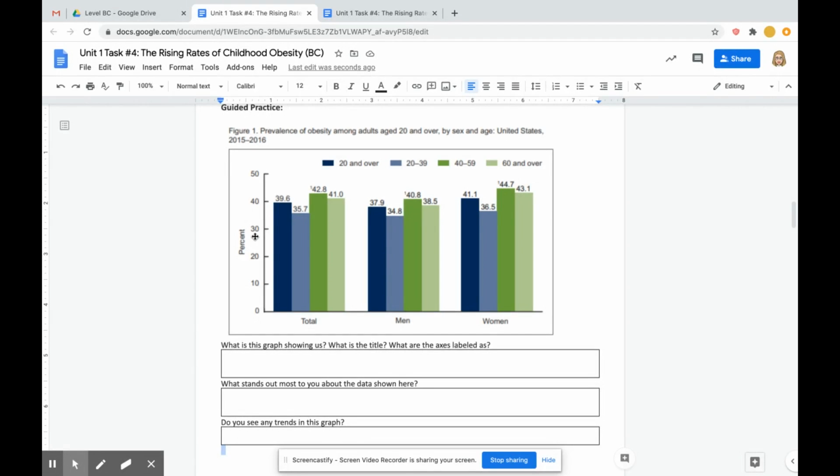Hey everyone, I'm just going to really quickly go over the guided practice portion of task 4 with you. This is something that we went over in class, but if you weren't on our Zoom call, this will be helpful for you to see before you start task 4.